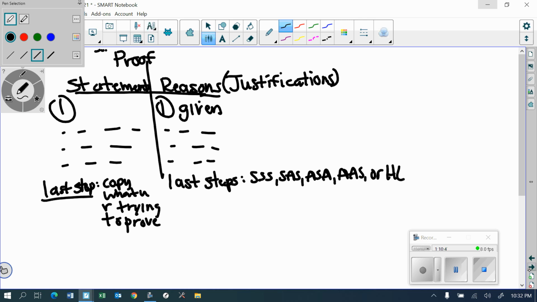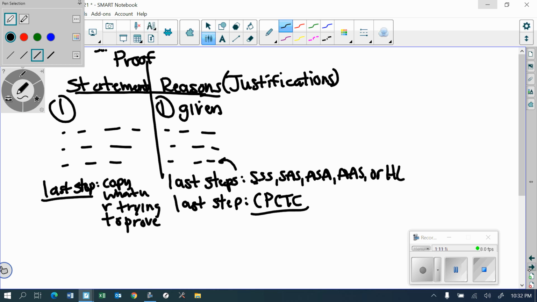Okay, but remember, there could be one more step after the proof. So if it's going beyond proving the triangles congruent, we're going one step after that. Then this would be the next to the last step, and then the last step would be what? I already wrote it down for you prior. CPCTC. Okay, so that could be the last step. It's usually one of those two. We're keeping it that simple.